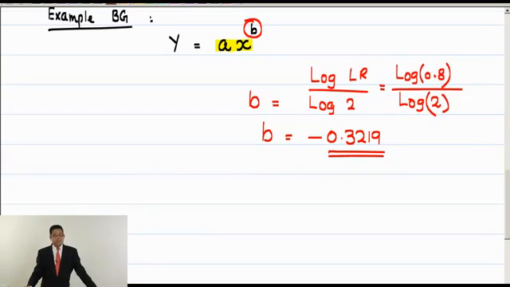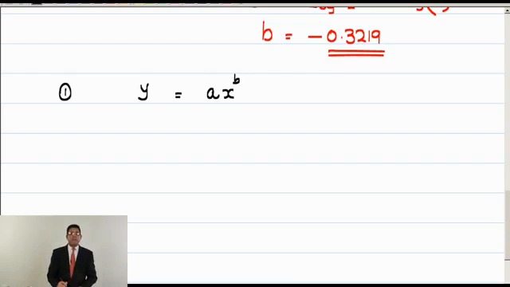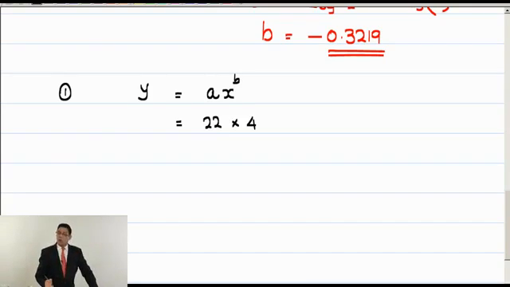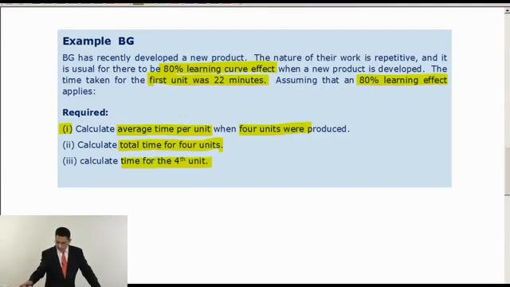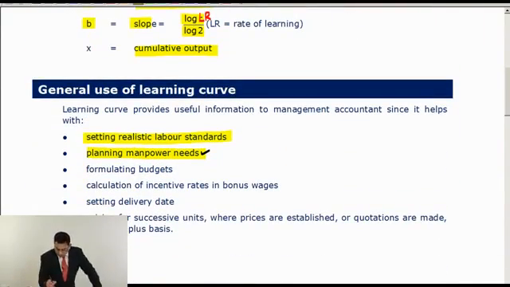Now let's apply this formula to our example BG. Requirement number 1 was to calculate the average time. And remember, y is the average time per unit. So y equals a, the time for the first unit, which is 22 minutes, multiplied by x, which is 4 units, the total units, to the power b. x is the cumulative or total units in the order. Actually, remember, if I take you back to the formula, x simply reflects the cumulative output up to which the learning curve works.